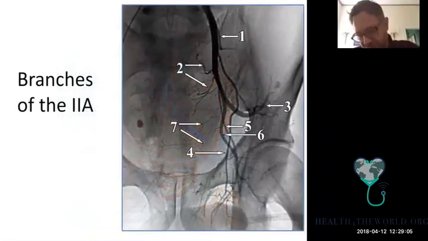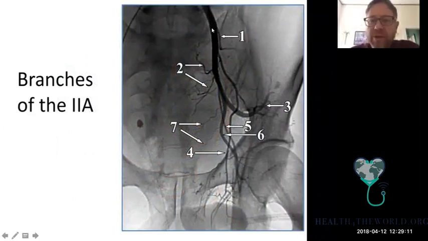These are the main branches angiographically. This is the internal iliac artery here, and we have a posterior division, which is very easily identified because of the superior gluteal artery that has its characteristic sweep. Other easily seen ones are the iliolumbar, which is the first branch off the posterior division, and then the lateral sacrals here.